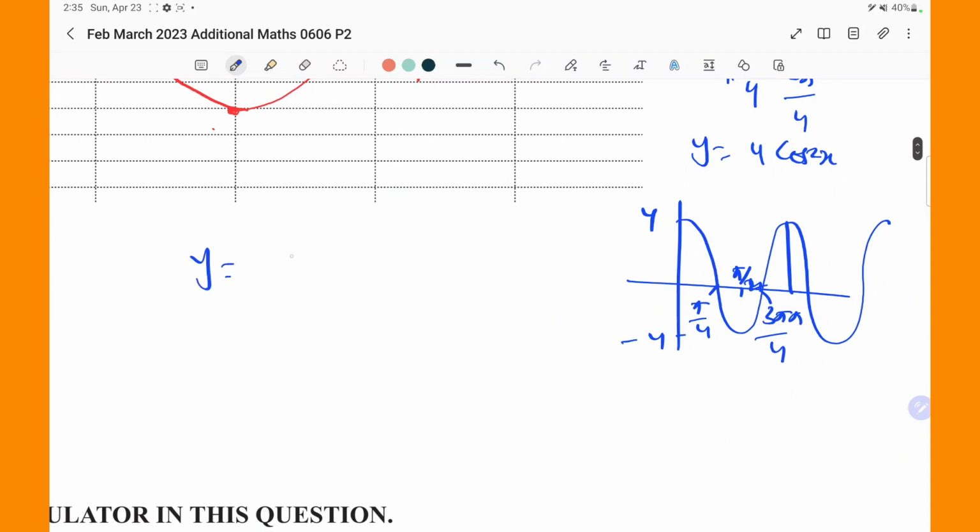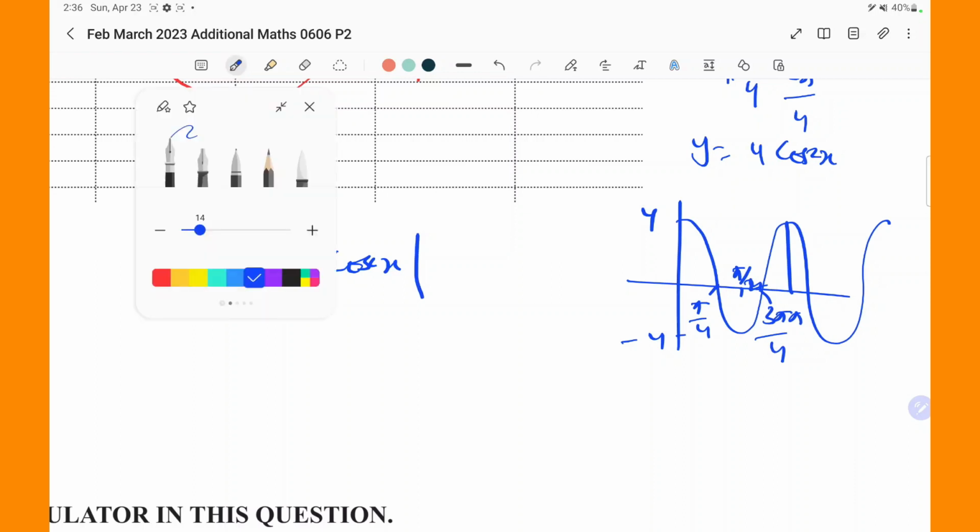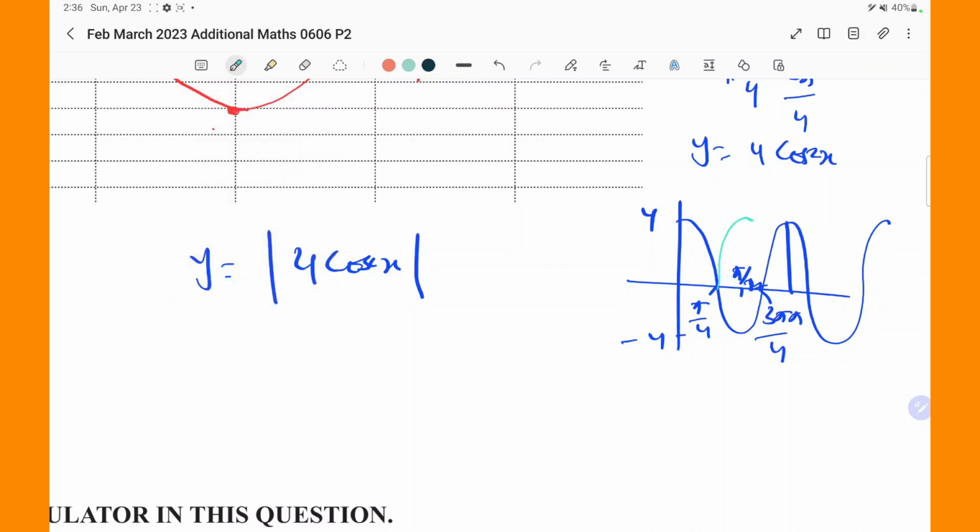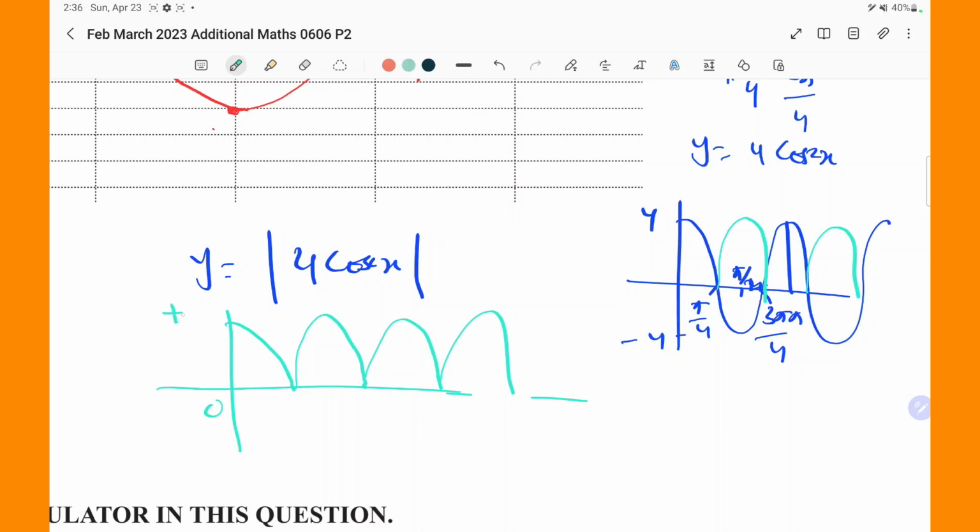So now if you apply y equals mod of 4 cos 2x, then the same graph will be there. The only thing is you have to take the reflection of the part which is below the x-axis, like that. So our graph is like that, here, then here, then here, then here, and it goes like that. So at 0, it will be plus 4. Here I already told you that's pi over 4. Then this is pi over 2, this is 3 pi over 4, and this is pi, and it goes on.